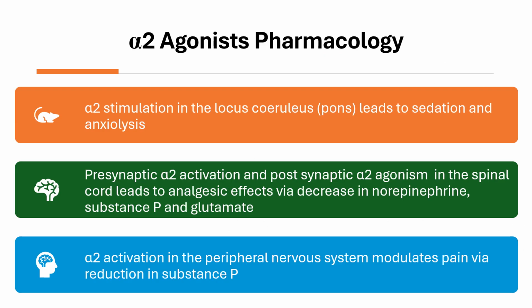Let's continue. Alpha-2 stimulation in the pons region known as locus coeruleus leads to sedation and anxiolysis. Presynaptic and postsynaptic alpha-2 agonism at the level of the spinal cord leads to analgesic effects via decrease in norepinephrine, substance P, and glutamate. Clonidine and dexmedetomidine also activate alpha-2 receptors in the peripheral nervous system and lead to analgesic effect via reduction in substance P.